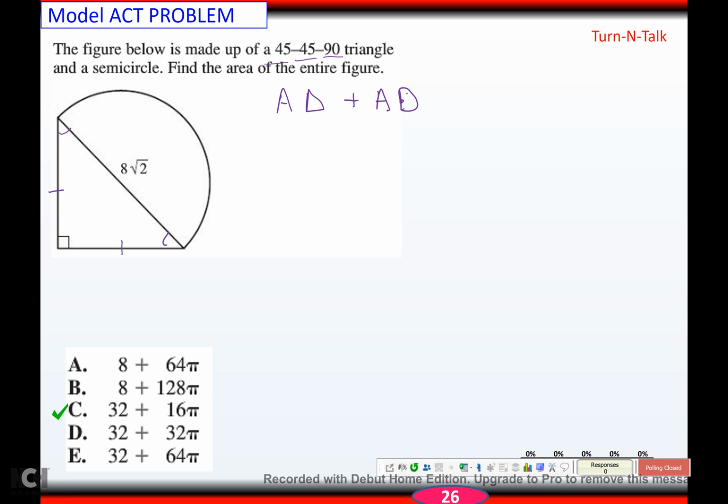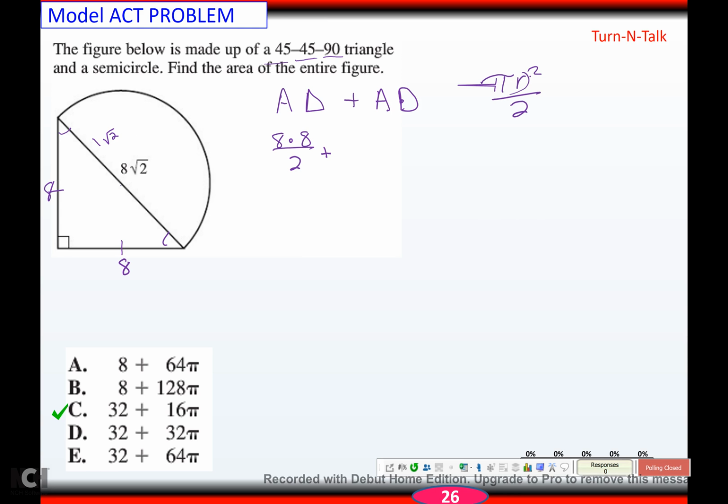When you have a 45, 45, 90 right triangle, your hypotenuse is always the leg times the square root of 2. So that must mean my legs are both 8. So the area of my triangle is going to be base times height divided by 2. My semicircle, my circle area is pi r squared, but we want a semicircle, so it's going to be half of that.